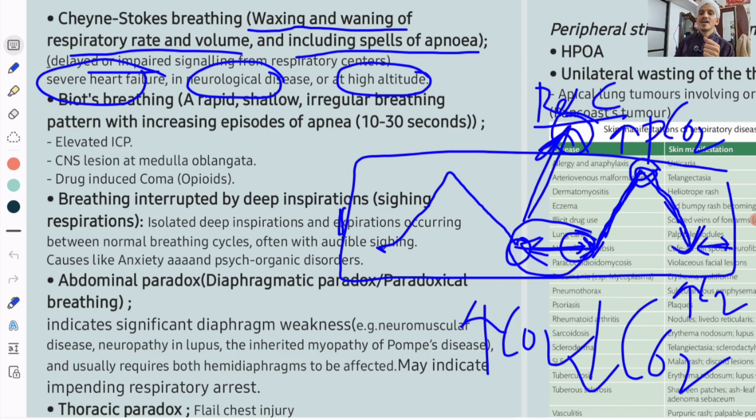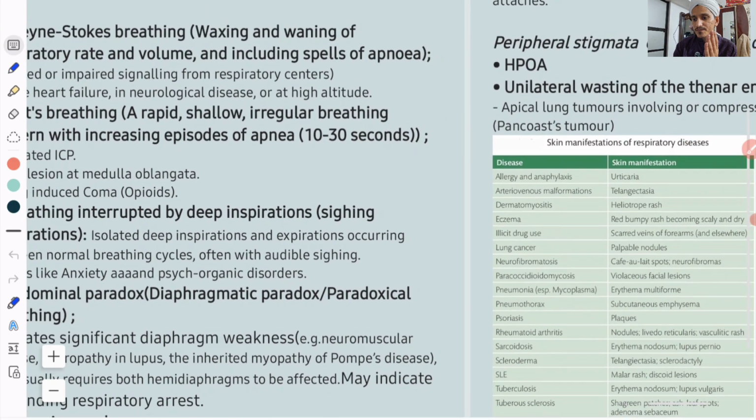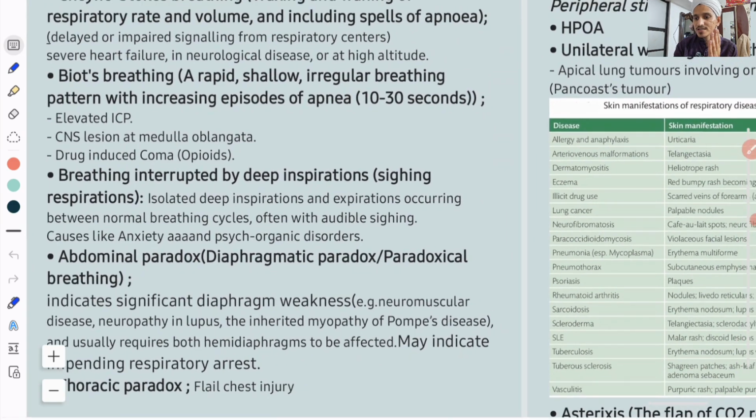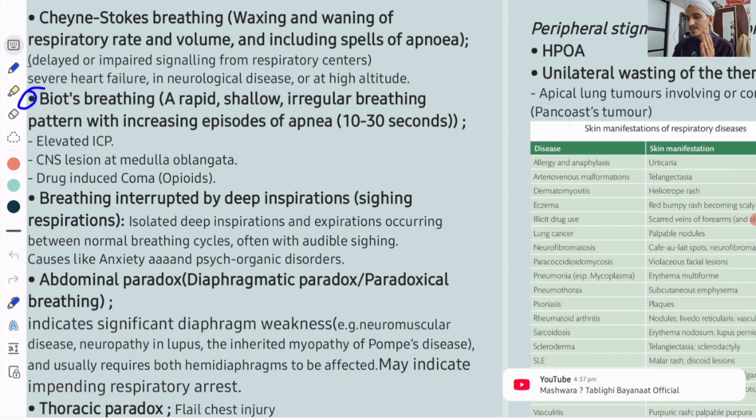So this is the mechanism of Cheyne-Stokes breathing, which you will classically see in severe heart failure patients, or when there are neurological abnormalities, like in stroke patients or some neurological disorder. In those patients you can see Cheyne-Stokes breathing. Okay, go and watch this. Now Biot's breathing: you will not have that regular pattern. That was regular, a rhythm which is regularly irregular.